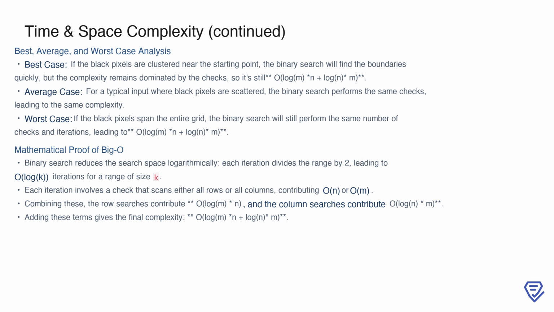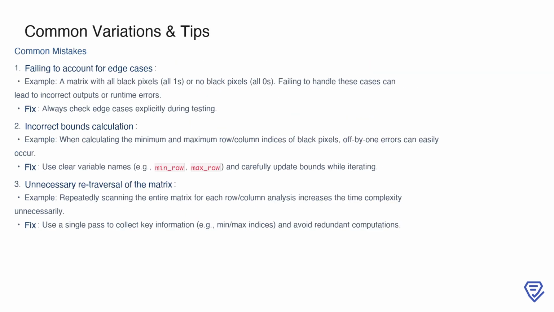The key takeaway is that the logarithmic reduction of the search space ensures consistent performance regardless of the input. Mathematically, this is because binary search reduces the range by half in each iteration, contributing O(log k) for a range of size k. Each iteration involves a scan of all rows or columns, adding O(n) or O(m). When combined, the row and column searches result in the final time complexity of O(log m * n + log n * m). Here, we'll discuss some common pitfalls when solving the problem.